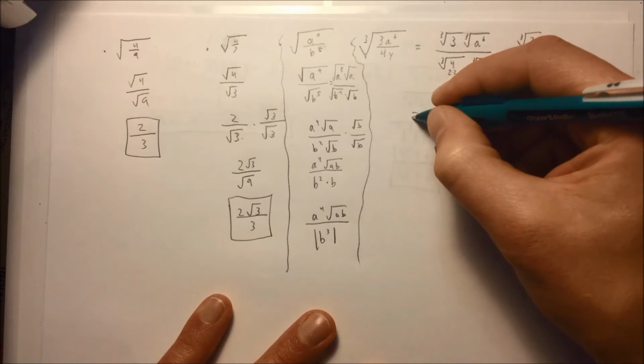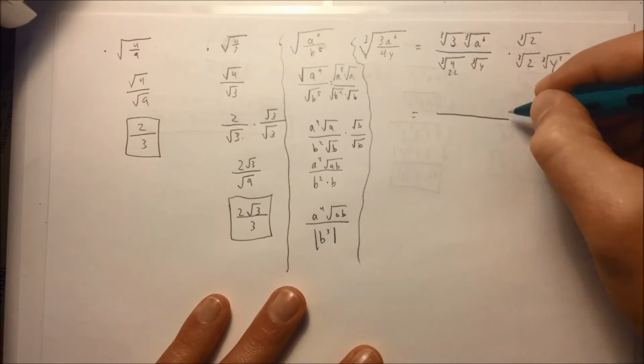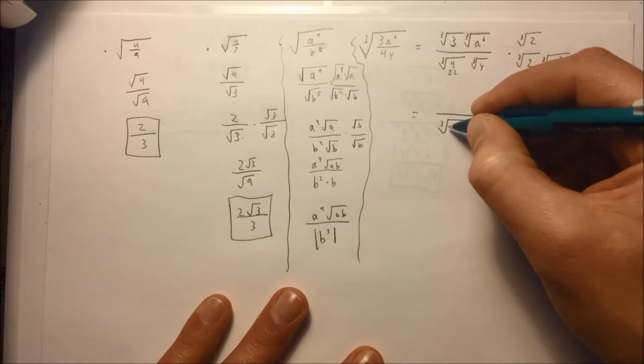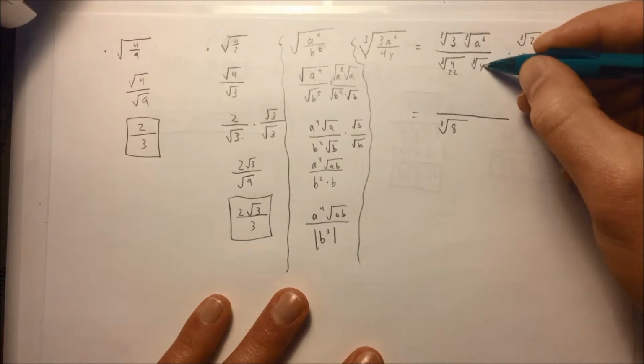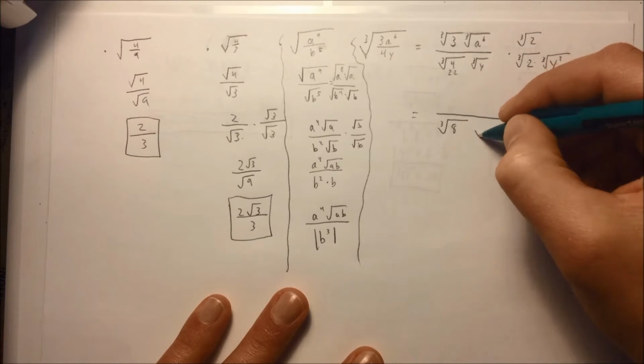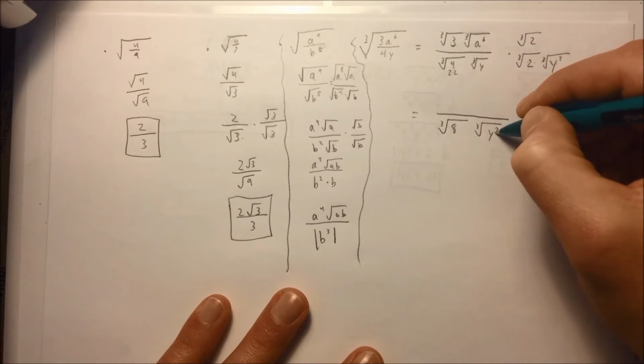Because now the bottom down here is going to be the cubic root of 8. 4 times 2 is 8. And the cubic root of y times y squared is y to the third.